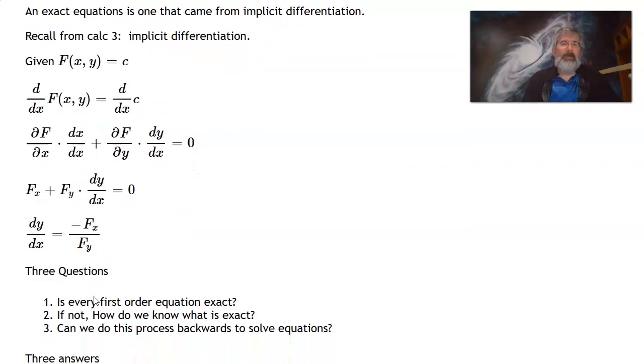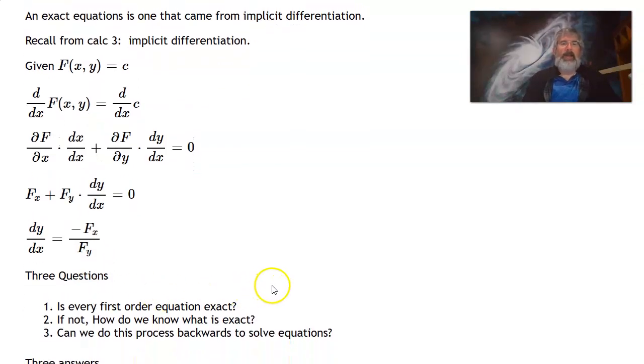And so I've got three questions. One is, is every first order equation exact? That is, no matter what you have over here, you can think of it as a fraction, if nothing else, the whole thing divided by 1. If not everything is exact, how do we know what is and what isn't? How do we know when what we're about to do will apply? And third is, what is it we're about to do? If we decide this does come from implicit differentiation, can we actually work it backwards?